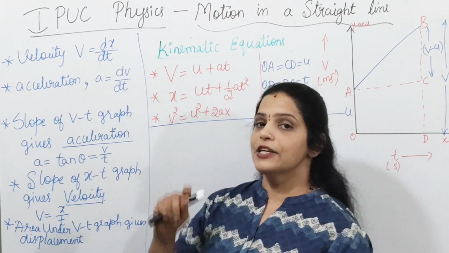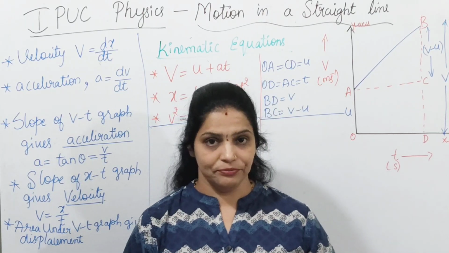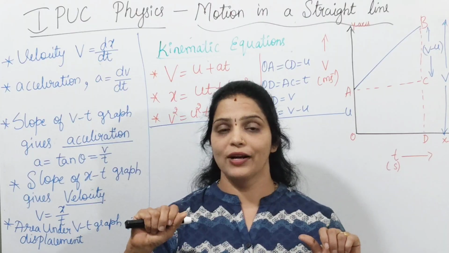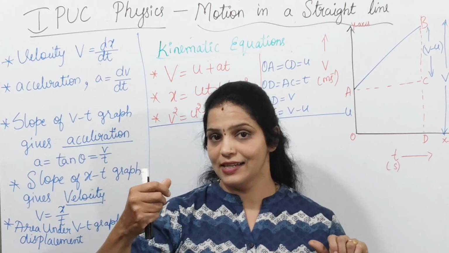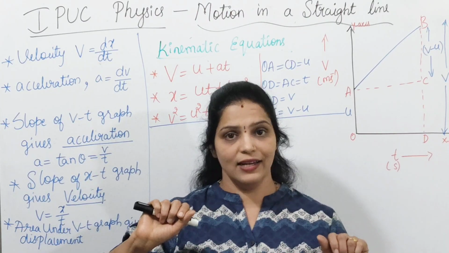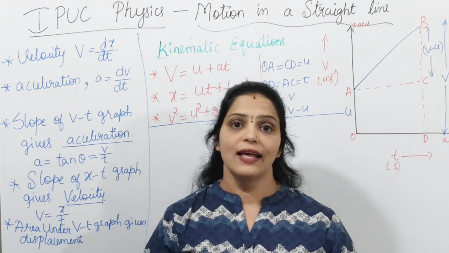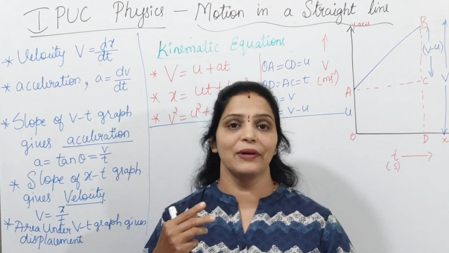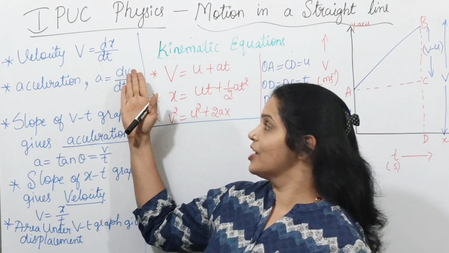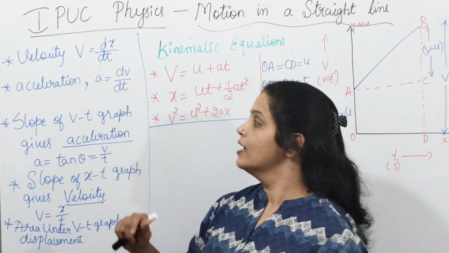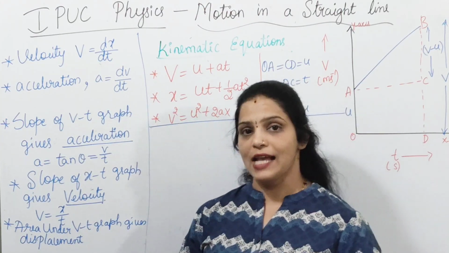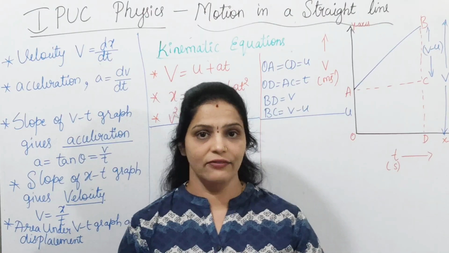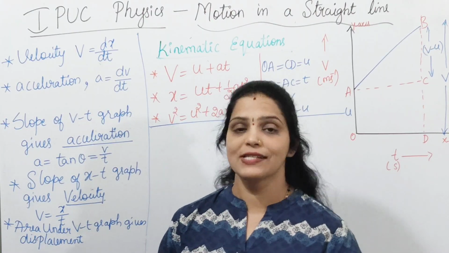And acceleration is the rate of change of velocity. When you accelerate a body, its velocity increases, or if you decelerate, its velocity decreases. If there is a change in velocity, then the body possesses acceleration, which is calculated as the rate of change in velocity. The slope of the v-t graph gives acceleration. We have studied the v-t graph.